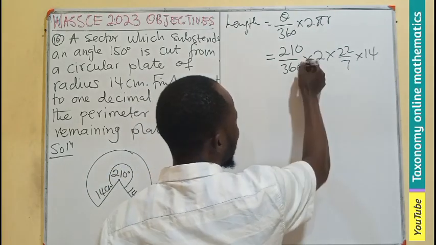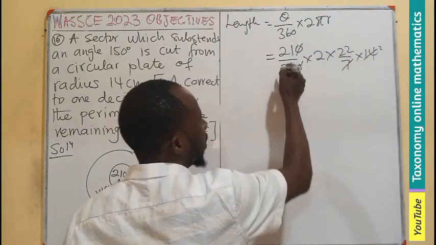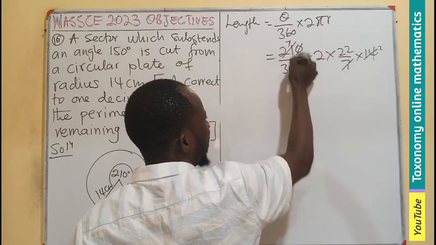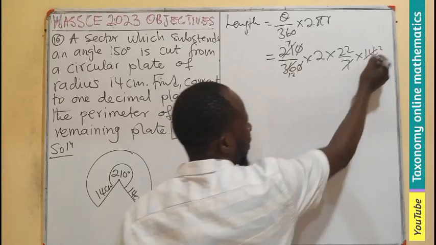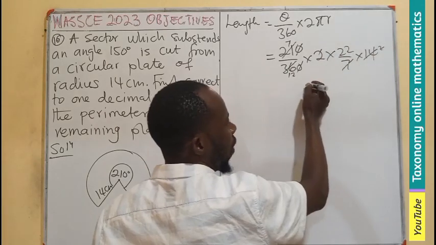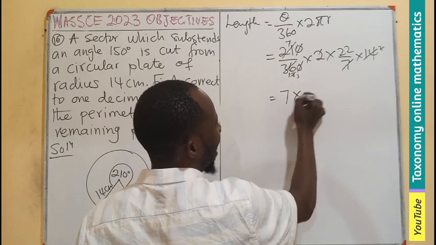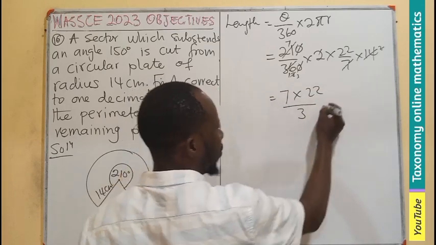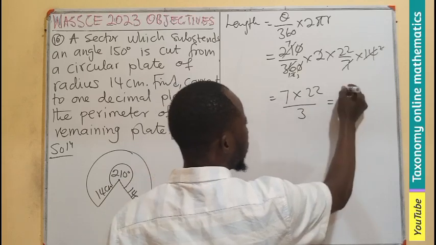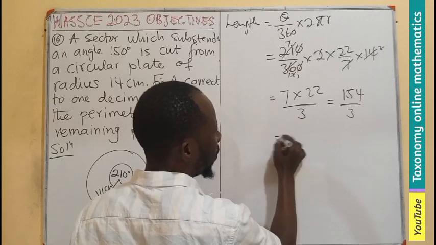I believe this will cancel. This will go here 2. 3 will go here 7. 3 will go here 12. So I'll be left with that. 2 times 2, 4. Going here 3 times. So I'll be left with 7 times 22 divided by 3. And that will be giving us 154 divided by 3.